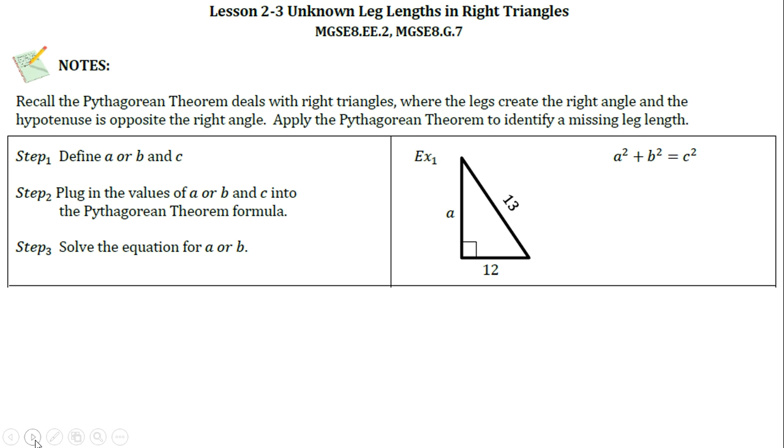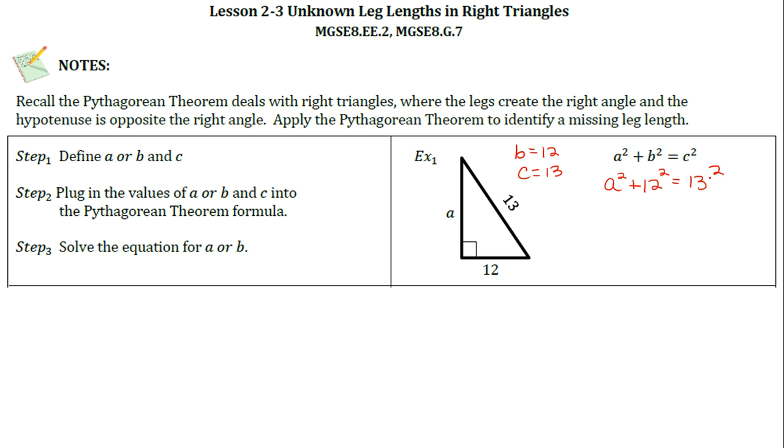So the first thing is always write down your formula. So we have a squared plus b squared equals c squared. Then we're going to define our variables. So here we don't know what A is, but we know B is equal to 12 and C is 13. So step one, define your variables. We don't know A, we know B is 12, so we're just plugging in the values that we know.